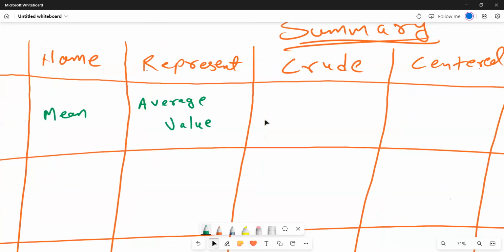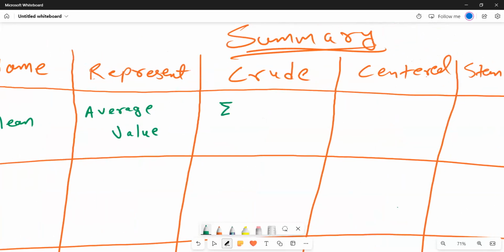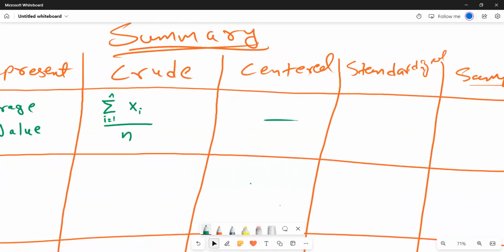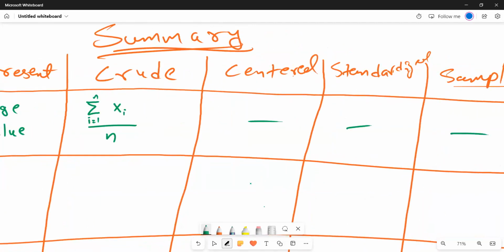The formula that is used to calculate the crude form is summation of i to n xi divided by n, right? Where n is your total number of elements. There is no centered form, because the centered formula is calculated by subtracting the mean of the value. So here we cannot apply the centered formula, because if you subtract the mean from itself, you will end up with 0, right? In a similar way, standardization cannot be applied and there are no sampling adjustments.